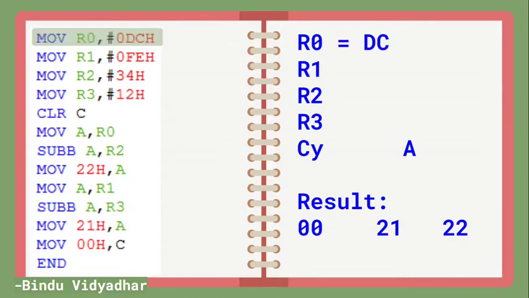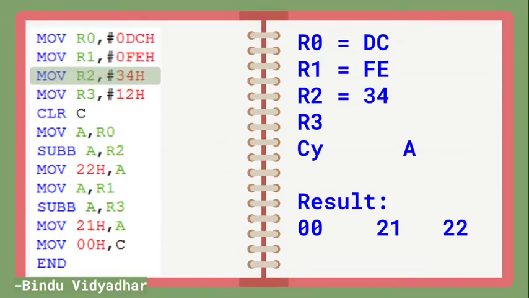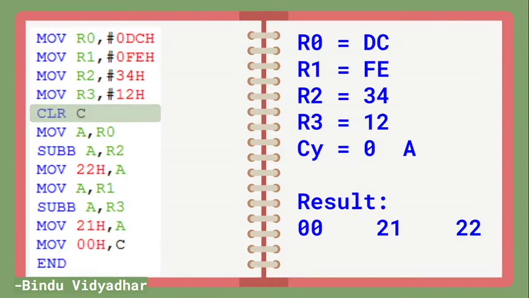The lower byte of minuend is first loaded to R0, then the higher byte of minuend to R1, the lower byte of subtrahend to R2 and the higher byte of subtrahend to R3. Initially the carry flag is cleared to start afresh. The lower byte of minuend is loaded to accumulator. The lower byte of subtrahend is subtracted from DC, resulting in A8 with no borrow. A8 is stored away in location 22H.